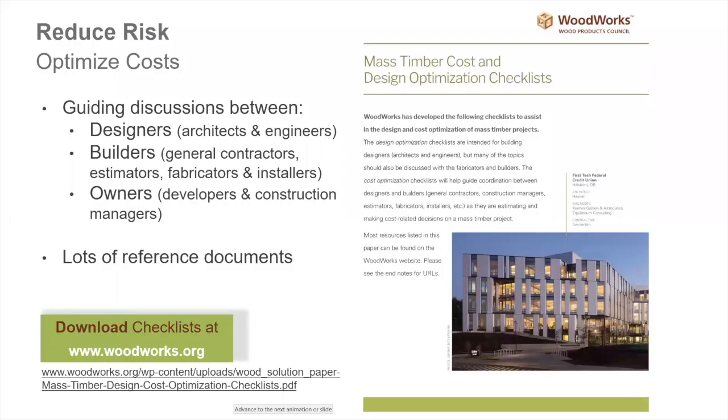WoodWorks recently published the mass timber cost and design optimization checklists. The checklists are meant to guide discussions between designers, builders, and owners as they're making decisions during the design and estimating processes of a mass timber building. This document is broken down into multiple phases, including a pre-design or conceptual phase, which we highly encourage designers and builders to review along with the owner as well. There are also checklists for the schematic design phase, as well as the design and development phase. This document includes links to a lot of reference documents on various topics as well.